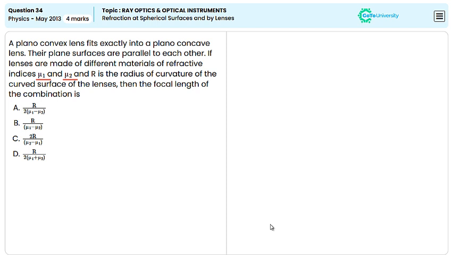The focal length f of a lens is given by the lens maker's formula, that is 1 by f is equal to mu minus 1 into 1 by r1 minus 1 by r2. Here, mu is the refractive index of the lens material, r1 and r2 are the radii of curvature of the two surfaces, and r1 is greater than 0 if the surface is convex, and r1 is less than 0 if it is concave, and r1 is equal to infinity for a plane surface.